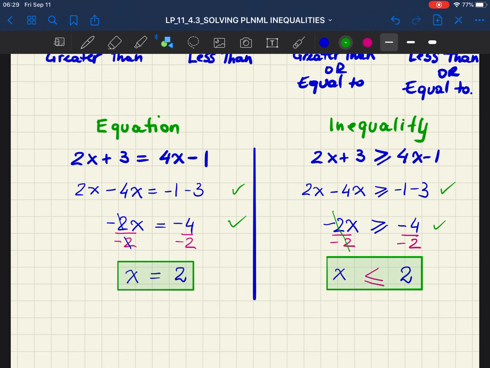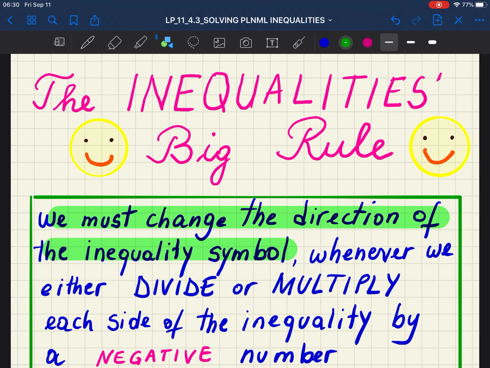Now, I would say that is a fairly simple rule to memorize. When you divide both sides of an inequality by a negative, you gotta switch the direction. But why? That's the bigger question. And I want to explain this so that we know why we are changing the direction from the division by a negative.